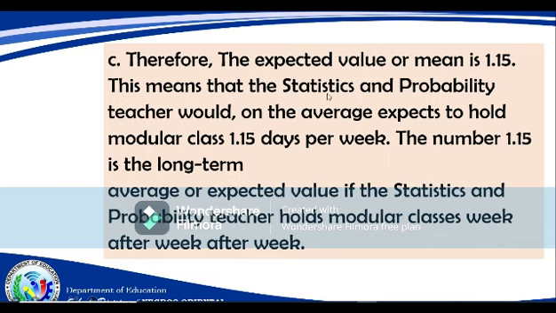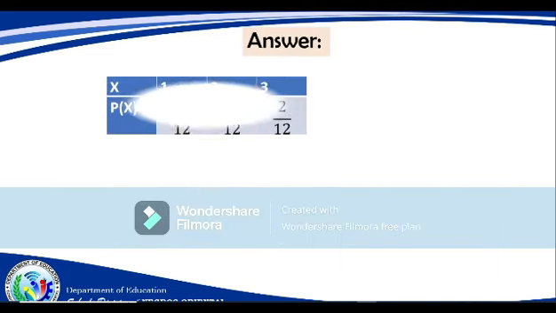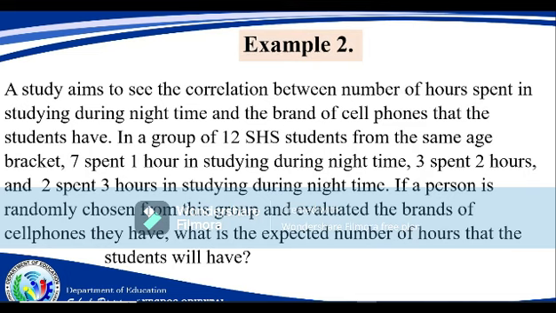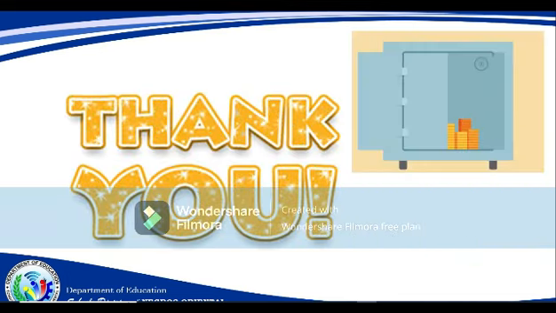This is now the interpretation: the statistics and probability teacher, on the average, expects to hold modular classes 1.15 days per week. The number 1.15 is the long-term average, or expected value, if the statistics and probability teacher holds modular classes week after week after week. Okay, so we're done with problem number 2.